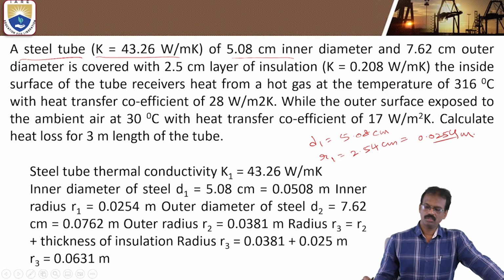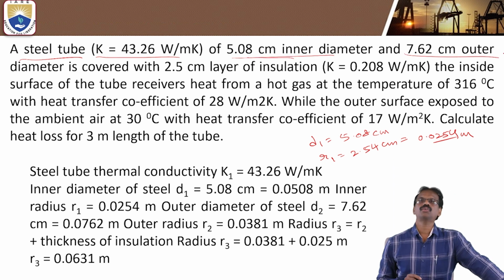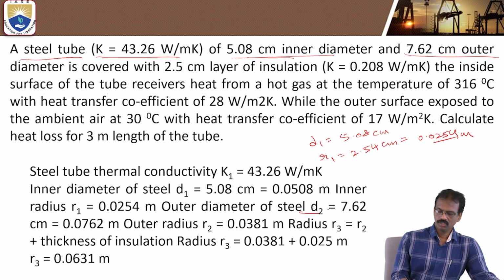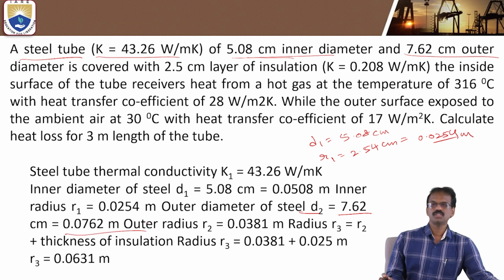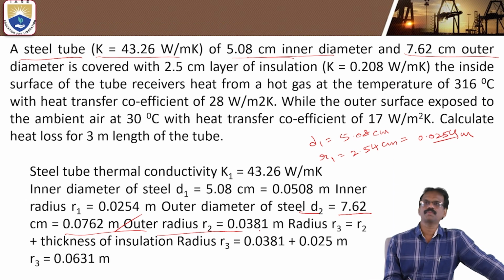Next, the inner diameter and outer diameter are also given. The outer diameter D2 is given as 7.62 centimeters, that is 0.0762 meters. The radius of the outer diameter, R2, is equal to 0.0381. So this is the inner diameter and outer diameter.